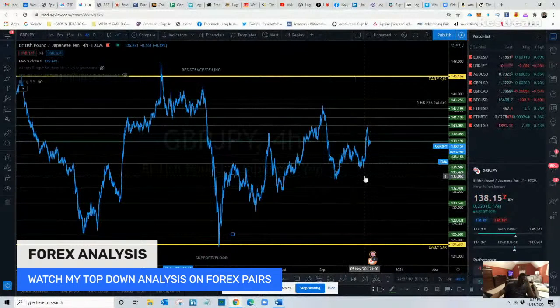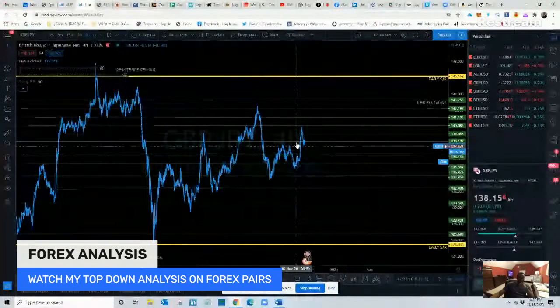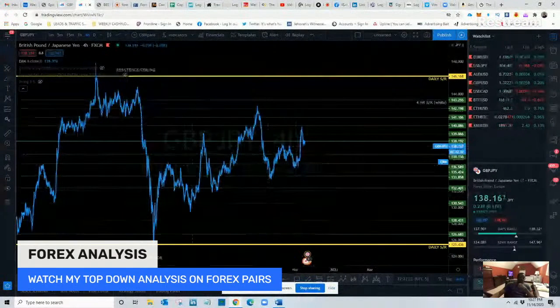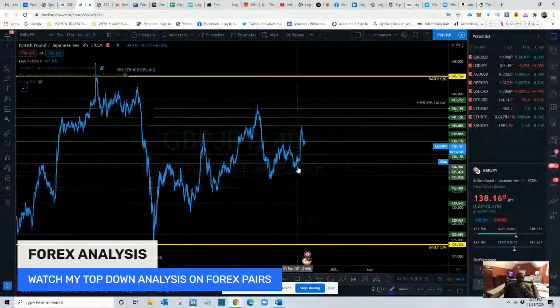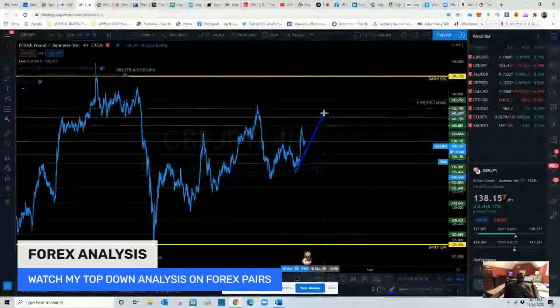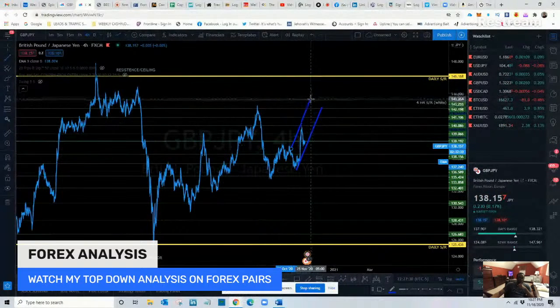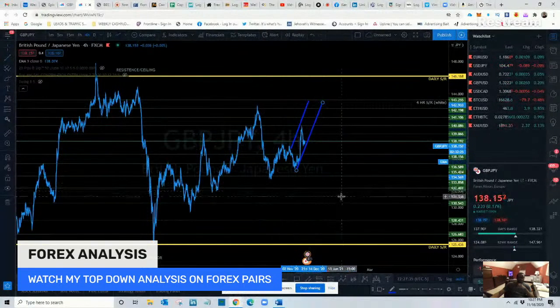So now that we have identified market structure, now we need to figure out what trend we are currently in and then move accordingly. So I'm going to take my trend line here, all this right here, and then I'm going to figure out exactly what trend we're in. Not only that, but what pattern? Is it a reversal pattern or a continuation pattern?